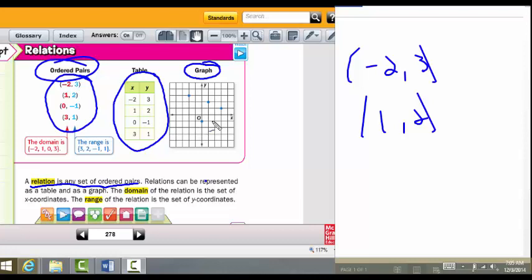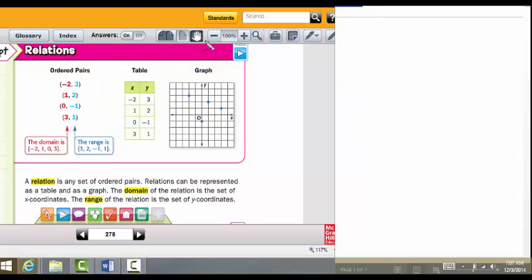We can look at the first one, -2, +3. We can go to -2 over to -2 and up to +3, and that's this point here. So in other words, these points are all these as well as these. This is 3 different ways, ordered pairs, a table, and a graph, to basically state the same thing.